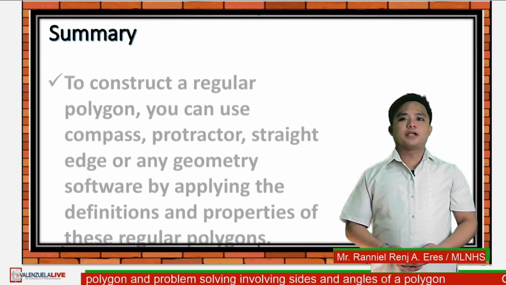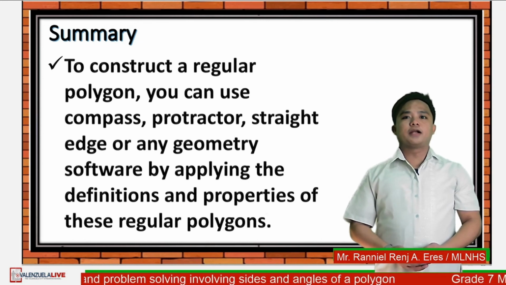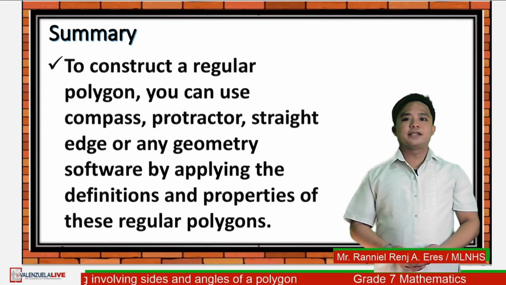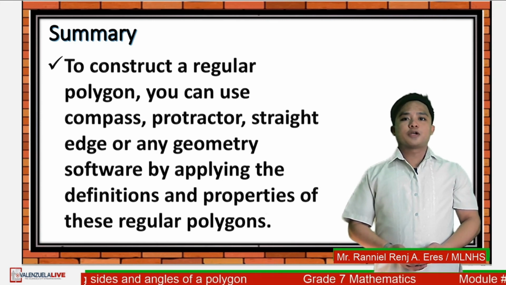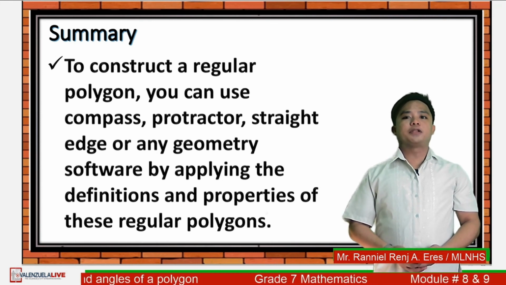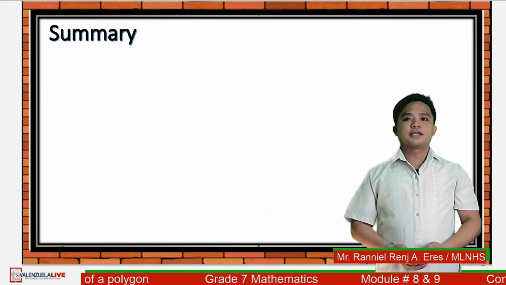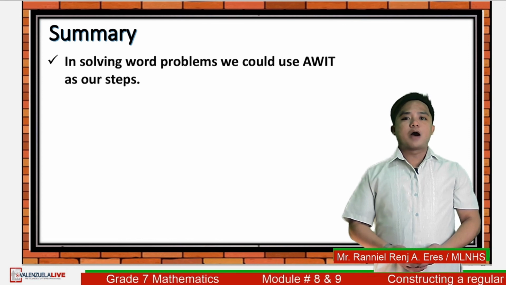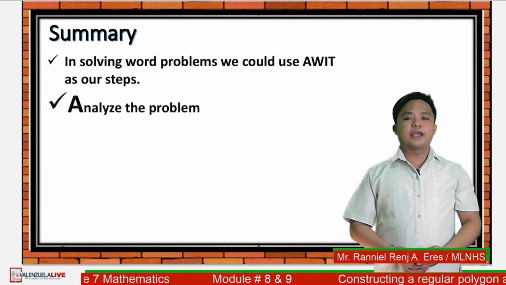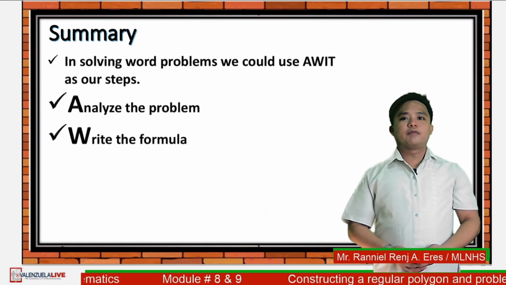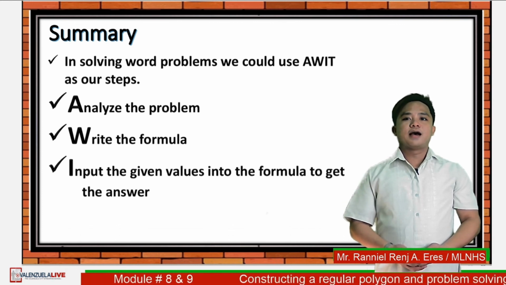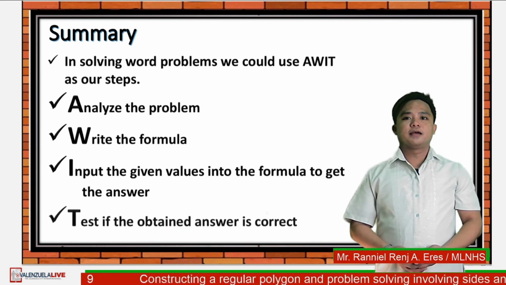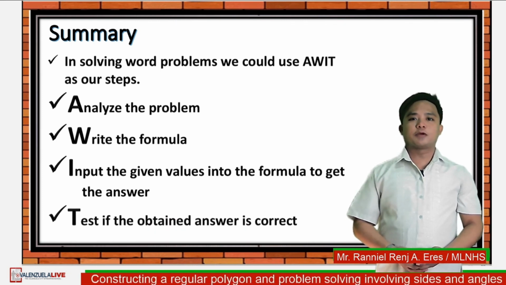For our summary, to construct a regular polygon, you can use compass, protractor, straight edge, or any geometric software by applying the definition and properties of these regular polygons. Second is, in solving word problems, we could also use AWIT as our steps. Again, A is for analyze the problem, W is for write the formula, I is for input the given values in the formula to get the answer, and T is for test if the obtained answer is correct.